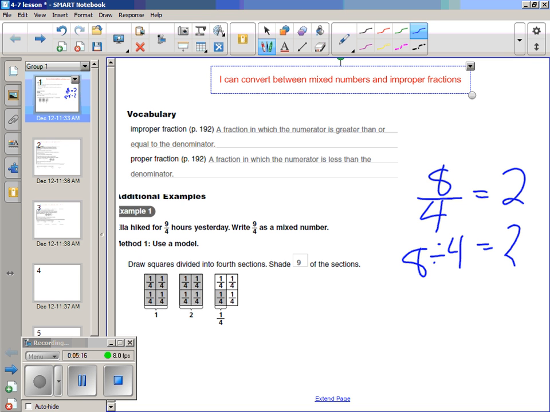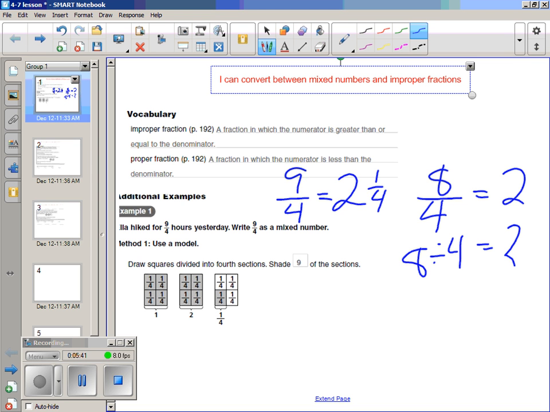Okay? Now here's the easiest way that kids do this. They say 9/4 and they will say, how many 4s will go into 9? And class, how many 4s will go into 9? 2. With how many left over? 1 out of 4.